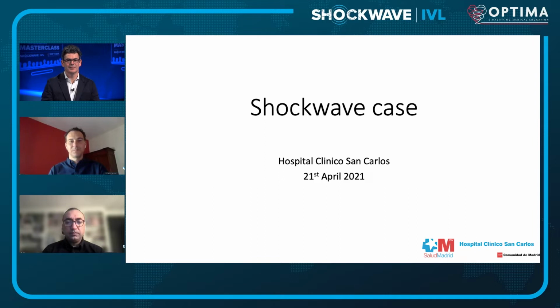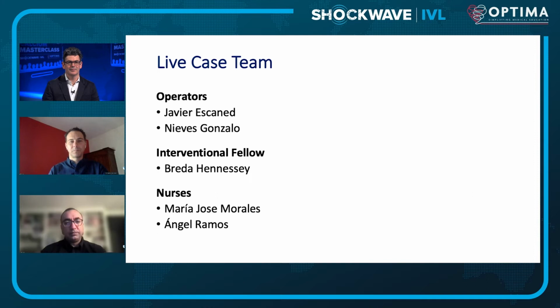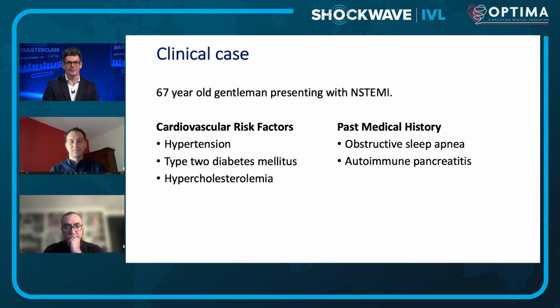Good morning. First of all, I will just present the team here. We're joined by Javier Escaned, Nieves Gonzalo, and our nursing team today are Maria Jose Morales and Angel Ramos. So this is a case of a 67-year-old gentleman who presented with a non-ST elevation myocardial infarction. His cardiac risk factors are significant for hypertension, type 2 diabetes, and hypercholesterolemia. In terms of his past medical history, he has a history of obstructive sleep apnea and autoimmune pancreatitis.